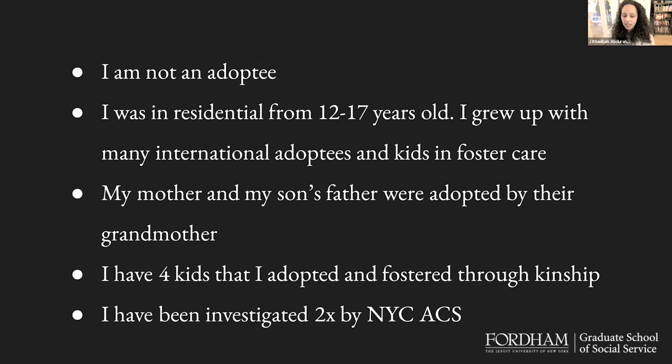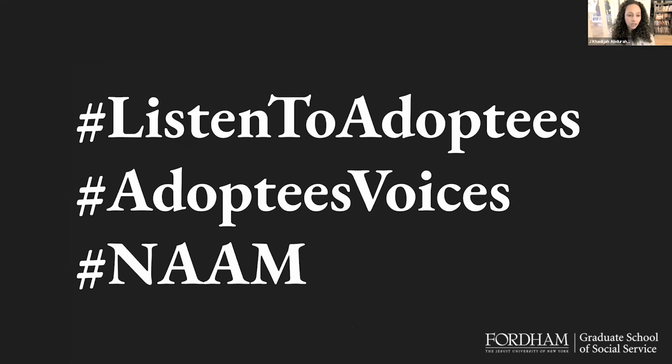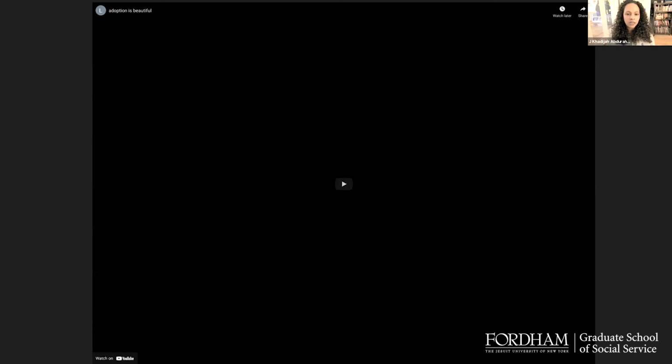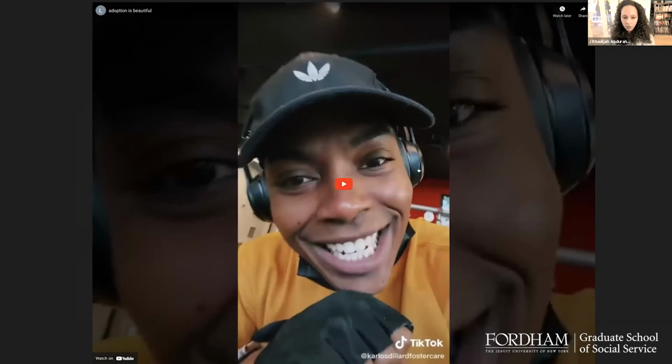I also have been investigated by the New York City Administration for Children's Services twice. So that's a little bit about myself. And, unfortunately, there is no adoptee here, but I wanted to share some hashtags that you can look at on TikTok or Twitter. I think Facebook is going downhill now, but these are some ways to get in touch with adoptee perspectives.